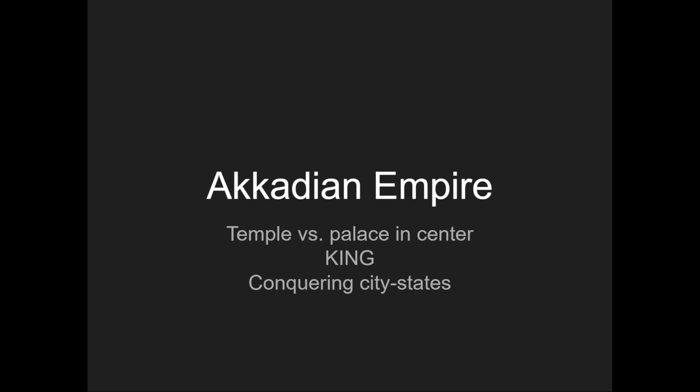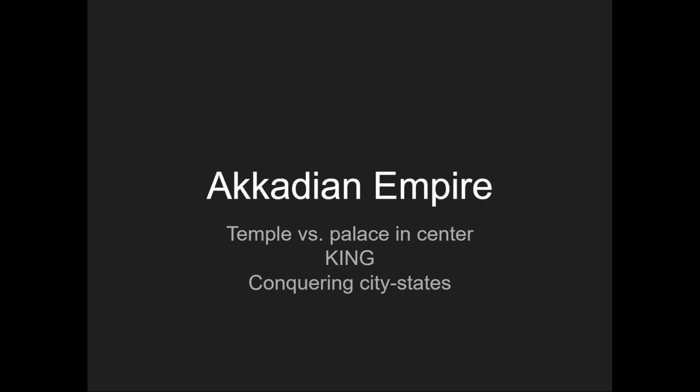Remember how I talked about the ziggurat and the temples? They were centrally placed in the city. Now we're going to see the palaces centrally placed. So everything is built around the palace. Consider how that shift demonstrates the power of the king. Everywhere you look, you're reminded of his power.